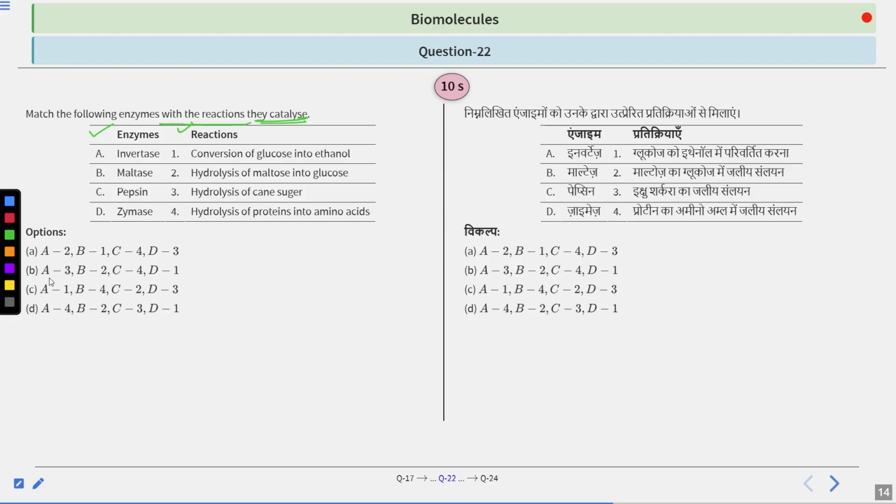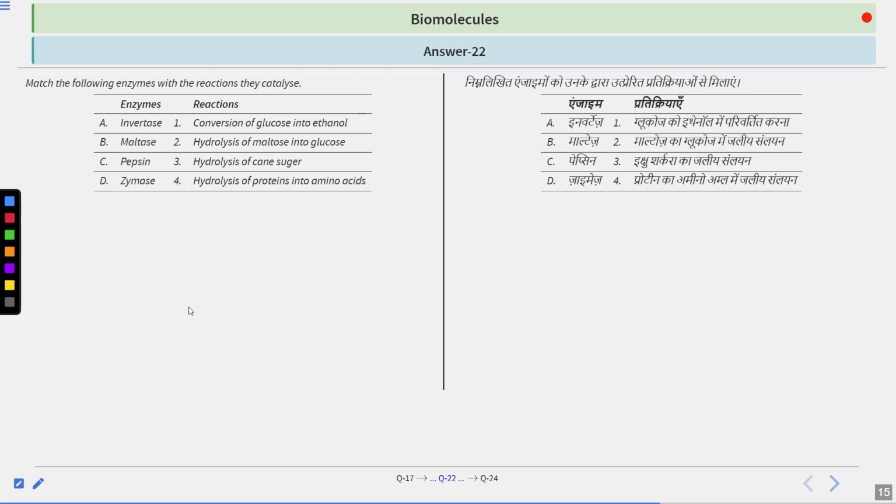Options are A2B1C4D3, A3B2C4D1, A1B4C2D3, or A4B2C3D1. You have 10 seconds to think about this question. After that, we will see the correct answer. Okay, let's see. The correct answer for the given question is option B, that is A3B2C4D1.